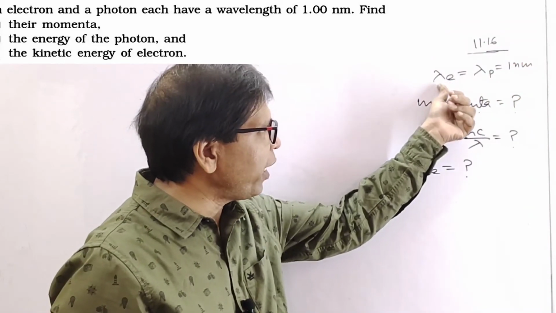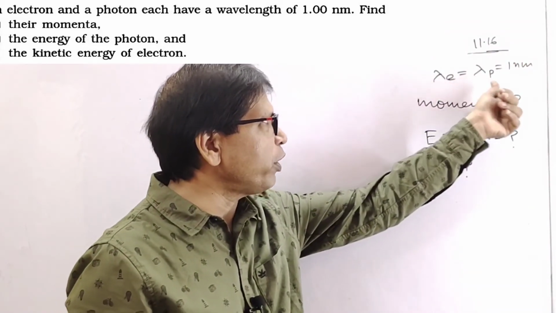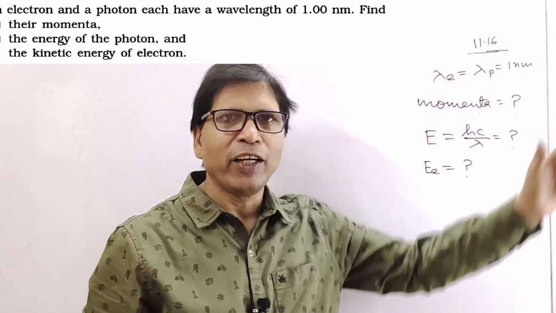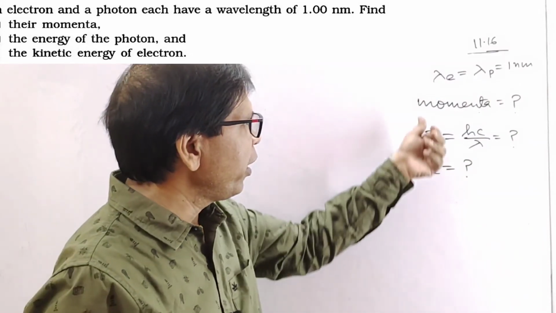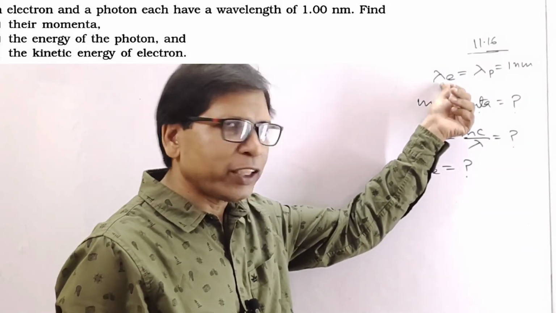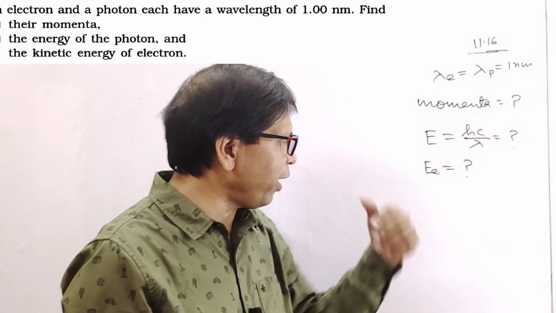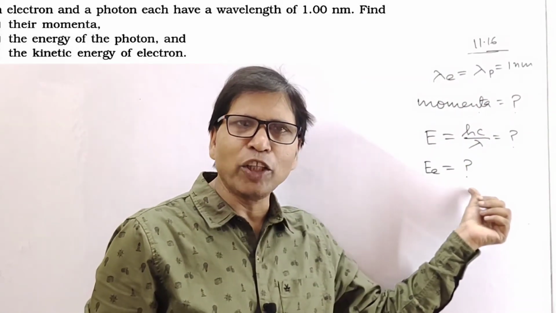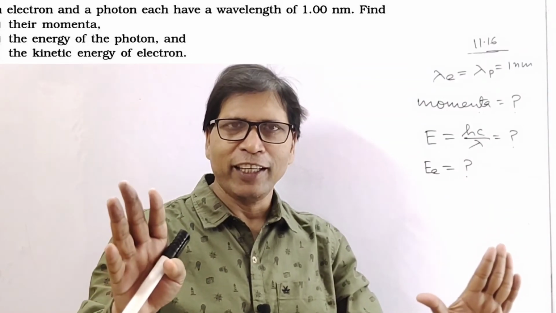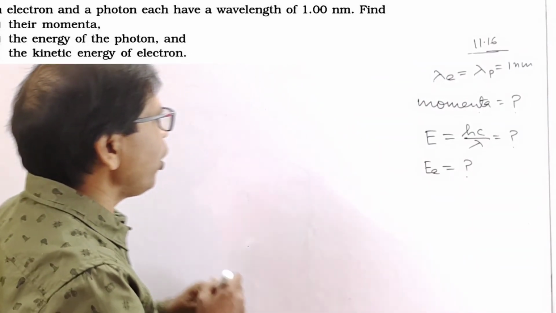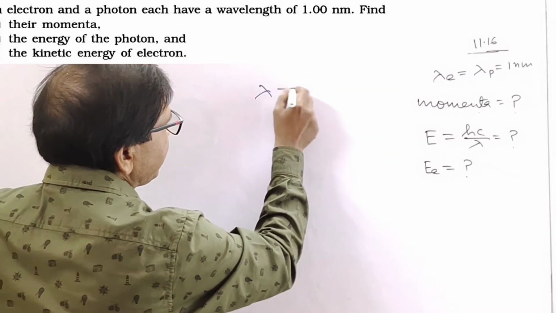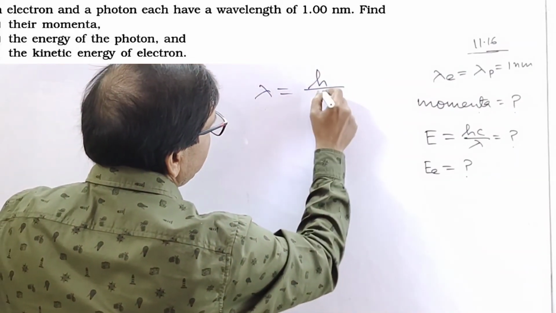The wavelength of electron and photon both is 1 nanometer. We have to calculate the momenta of electron and photon, the energy of photon hc by lambda, and the kinetic energy of electron. First of all, lambda is equal to h by p.